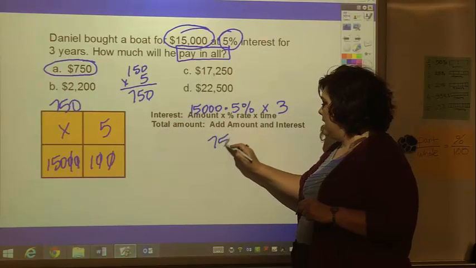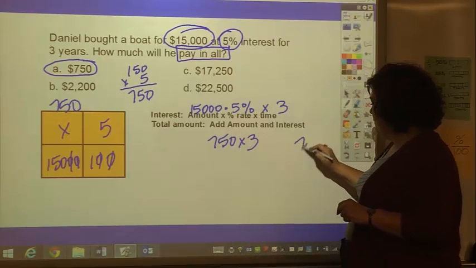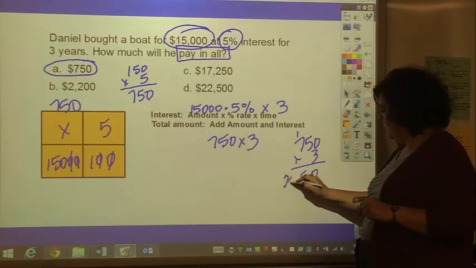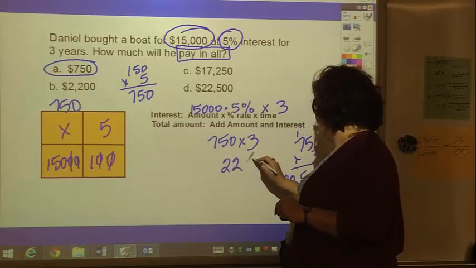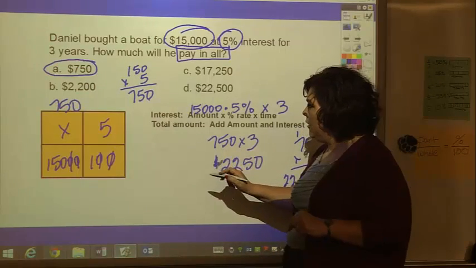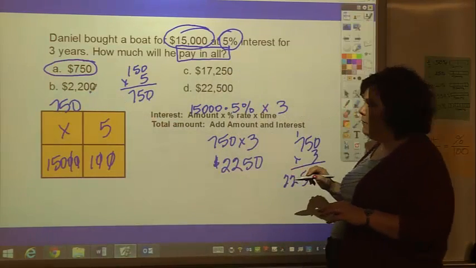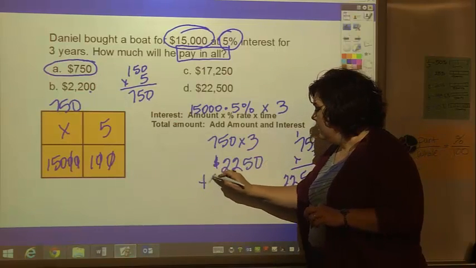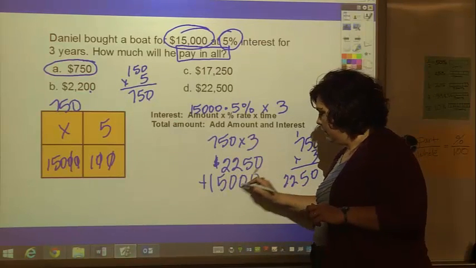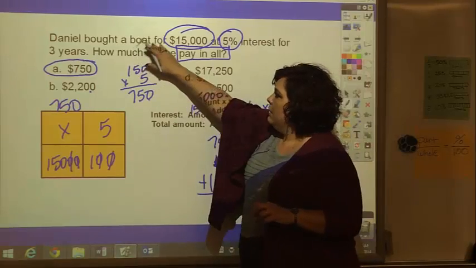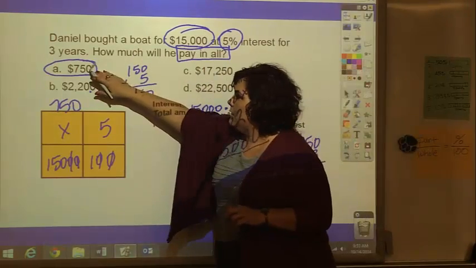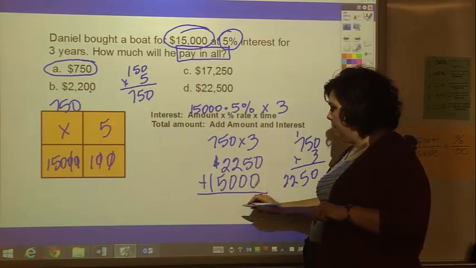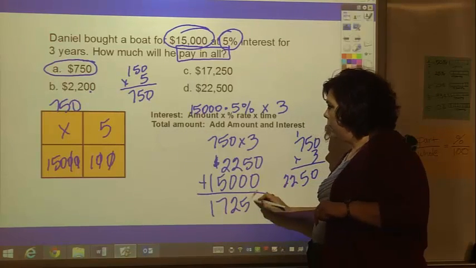So 750 times 3 would be 2250, and many people chose that. It was close, but that's not right. It's 2250 plus the 15,000. That's the original price of the boat. So this is the interest in 1 year, this is the interest in 3 years, and this is the price of the boat. So it was 17,250 was the answer.